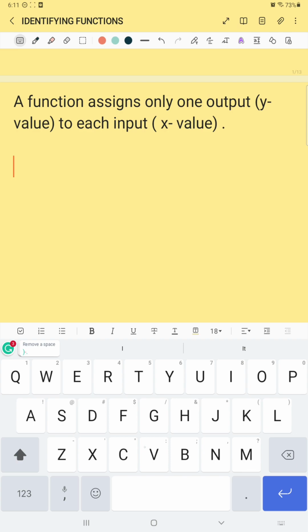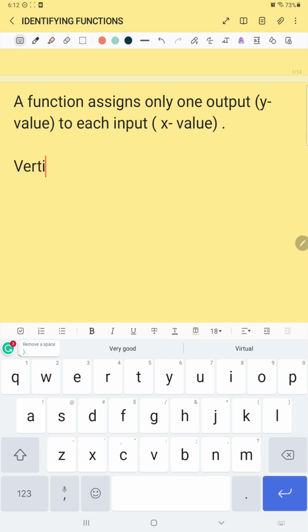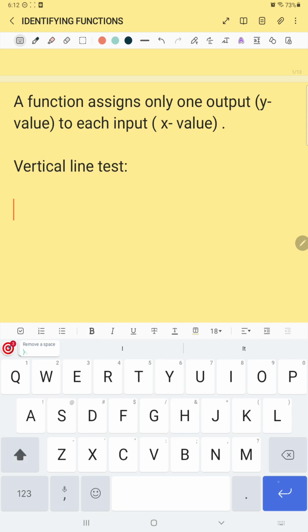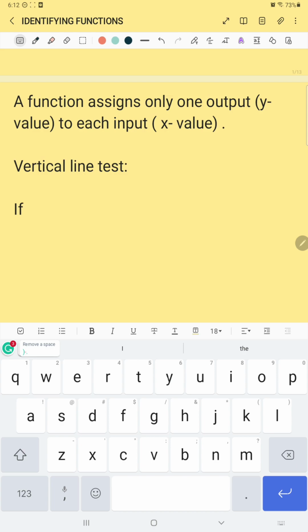We will use the vertical line test to determine if the graph is a function or not. So if you can draw a vertical line on the graph that crosses or touches the graph at more than one point, then the graph does not represent a function.